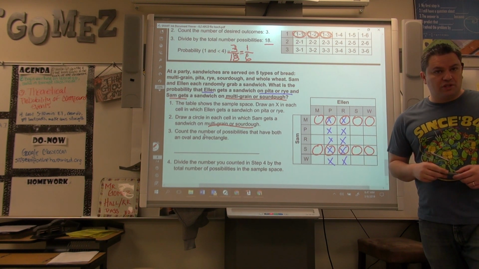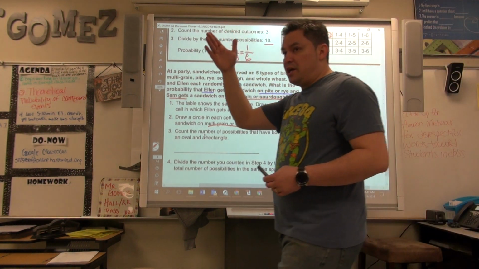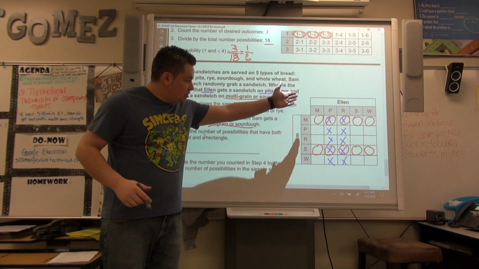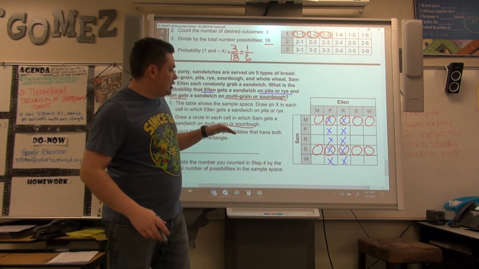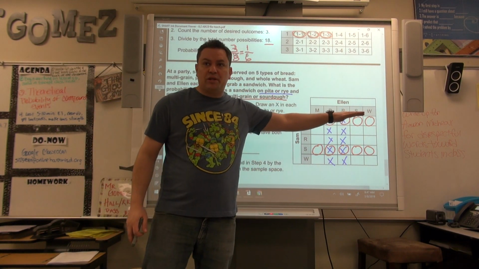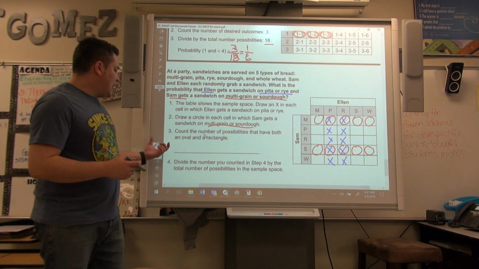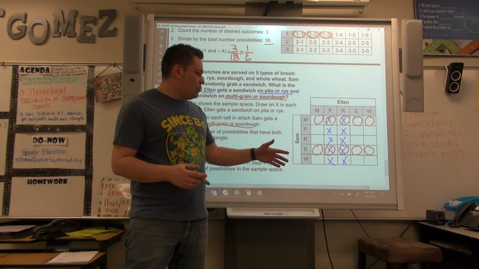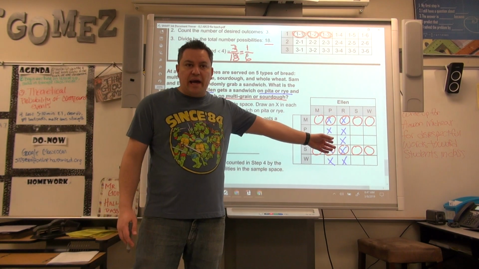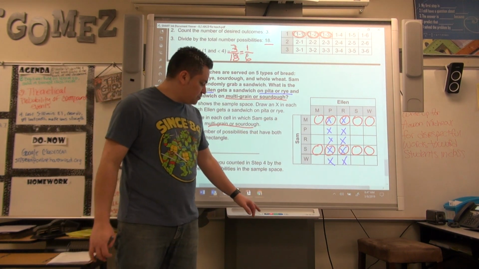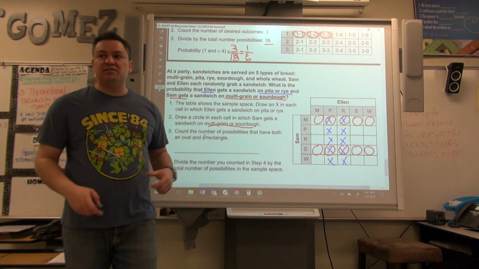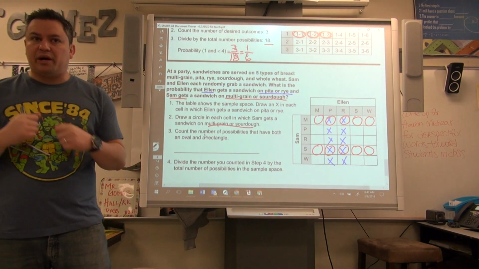Any questions on how to do this so far? We're just reading the columns for Ellen, that's why we went down, and the rows for Sam, that's why we went across. It says, count the number of possibilities that have both a circle and an X. Which ones repeat? Which ones have both things in the same square?